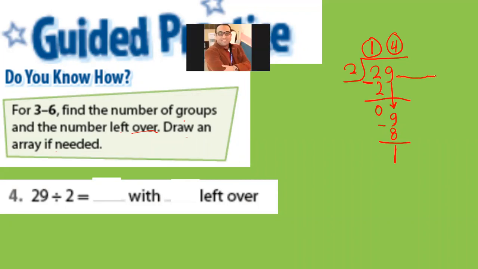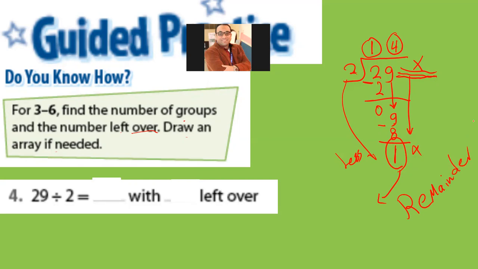Now, is there something to drop here? No, nothing to drop here. So 1 is the last number. 1 is less than 2. I can't divide. Am I right? So I can consider this one as the remainder. So 29 divided by 2 equals 14 and 1 left over, or remainder. Copy the answer, my dear students.